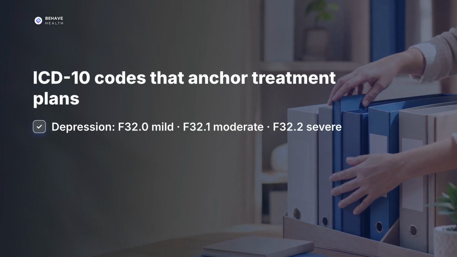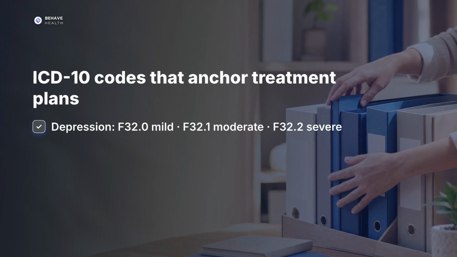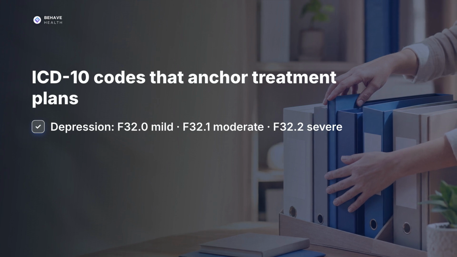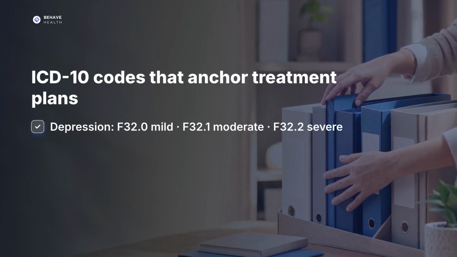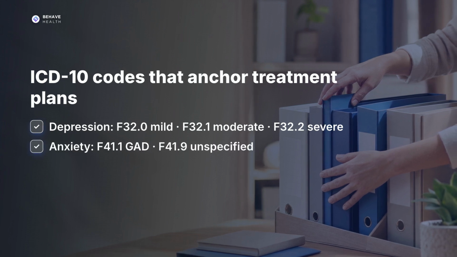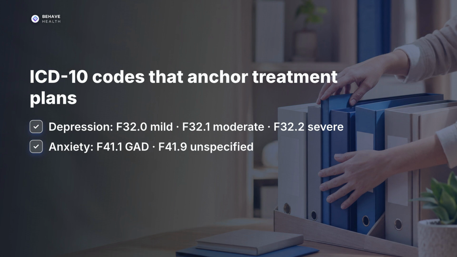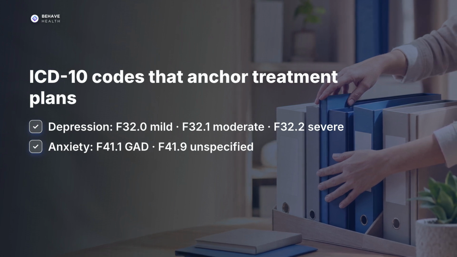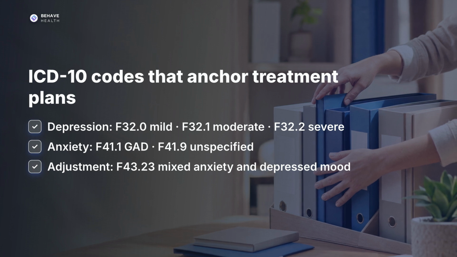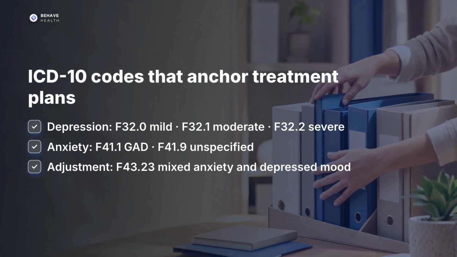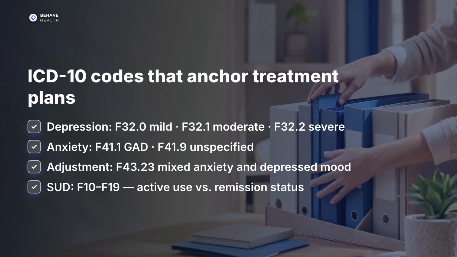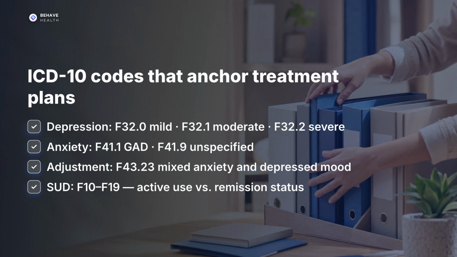The ICD-10 code on the plan anchors every note, every claim, and every authorization. Major depressive disorder: F32.0 mild, F32.1 moderate, F32.2 severe. Recurrent episodes use F33.x. F41.1 is the most common outpatient anxiety code. Avoid F41.9 when a specific code fits. F43.23 covers mixed anxiety and depressed mood, common for shorter outpatient episodes. F10 through F19 cover substance use disorders. The subtype documents remission status, critical for ASAM placement.